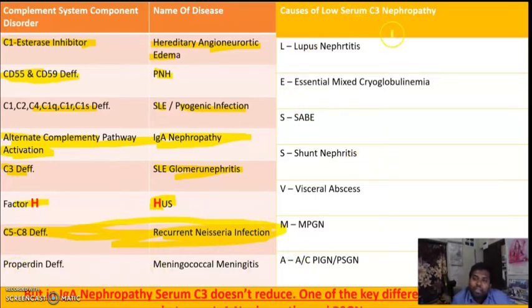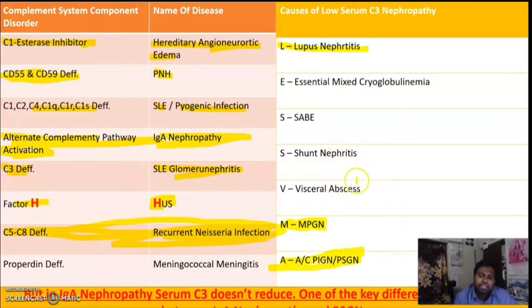Now, there are a few diseases which can be detected with low serum C3. The mnemonic is LESS BMA or anything you can make. I have made it like this. Lupus nephritis, and the important among them, MPGN. In MPGN type 1, classical MPGN, both C3 and C4 are low, but in MPGN type 2, the C4 level is high, but C3 is low. And this is very important, acute PIGN or acute PSGN.